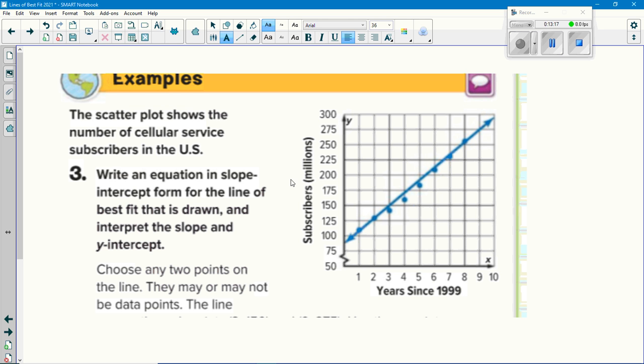So they drew a scatter plot. Those points line up really tight, don't they? They're not perfectly lined up, but really tight. And it says, write an equation in slope-intercept form for the line of best fit that is drawn. Interpret the slope and the y-intercept.